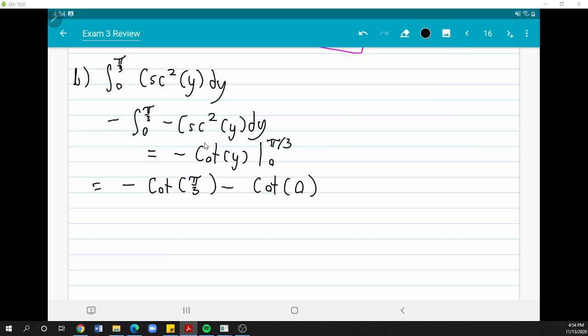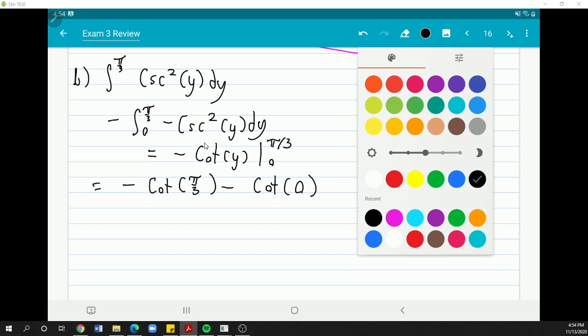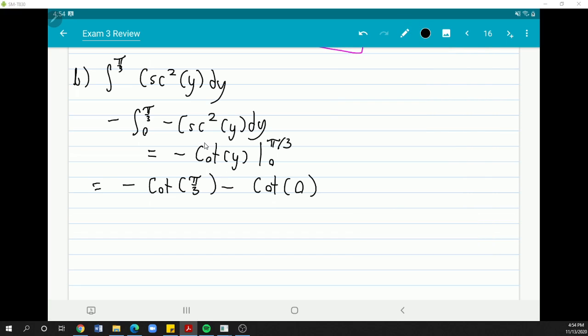I was not as careful with this as I should have been. So here's another change we're going to make. Make this a pi over 6. So I'm going to edit that, change this integral so it's pi over 3 to pi over 6. It doesn't change what our antiderivative needs to be. That's still cotangent. I just need this to be a pi over 6 because this function is not defined at 0.